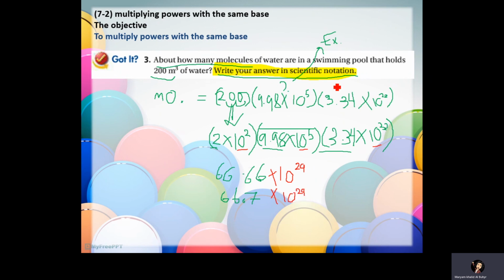Since they said scientific notation, I have to do this step. Move your decimal here so you can have a number less than 10. So 6.67 times 10. You moved your decimal 1, so that means you will add 1 to your power. So it's 30.